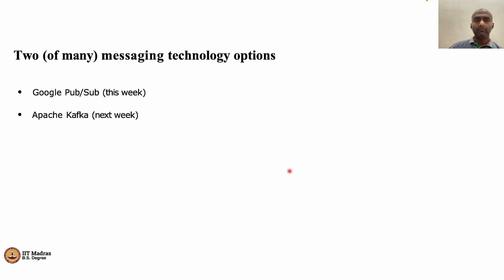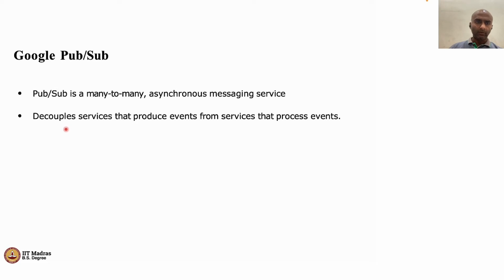All right, so there are two of many messaging technology options, right? The first that we will take a look at is Google PubSub, which is part of the Google Cloud. PubSub is actually the name. Pub stands for publish, sub stands for subscribe, and we'll talk about that in a minute. And then the second one, which is the most popular open source technology in this space, is Apache Kafka. So what is PubSub?